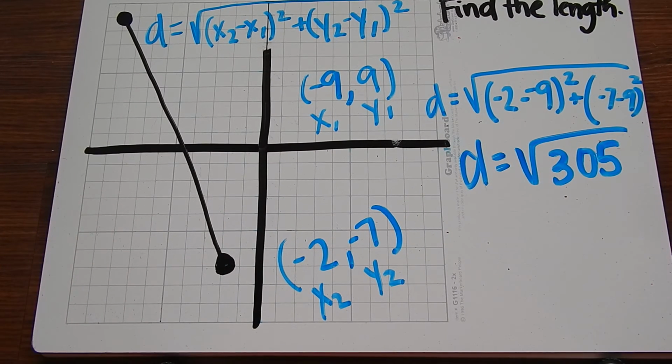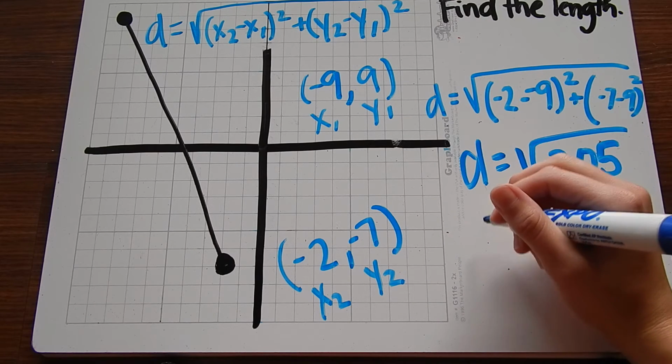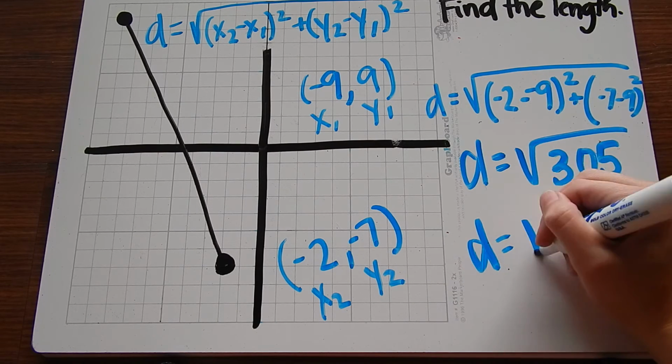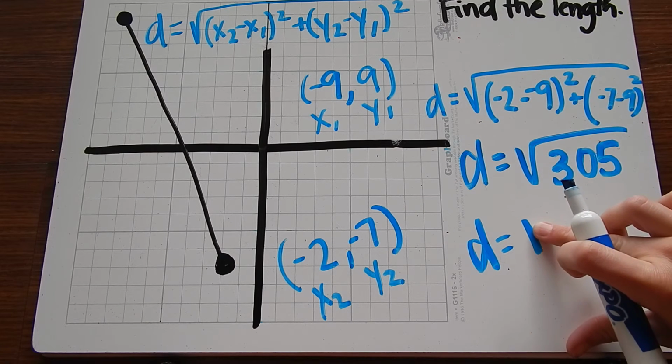So I get D is equal to the square root of 305. That's not a perfect square, so we can actually figure out what the square root of 305 is and round it to the nearest tenth. So D equals 17.5.